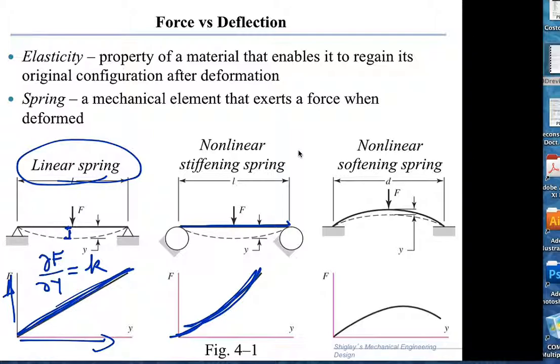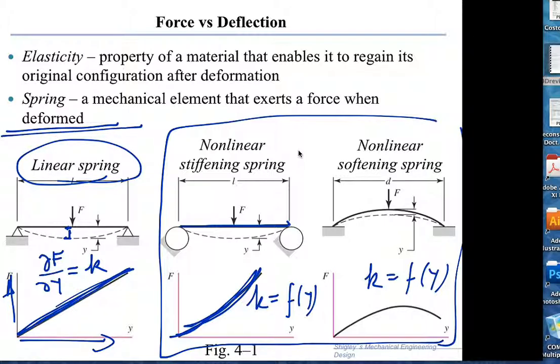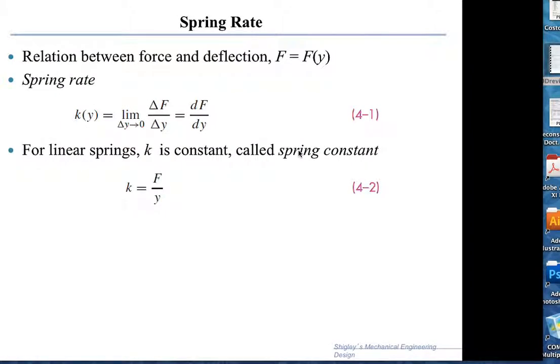In the linear spring, it's constant indeed, but in a nonlinear spring here, K is a function of y, and here also K is a function of y. So these cases can be linearized stepwise, but our work in this section will be based on linear springs. So let's start from the beginning to define what the spring rate is.